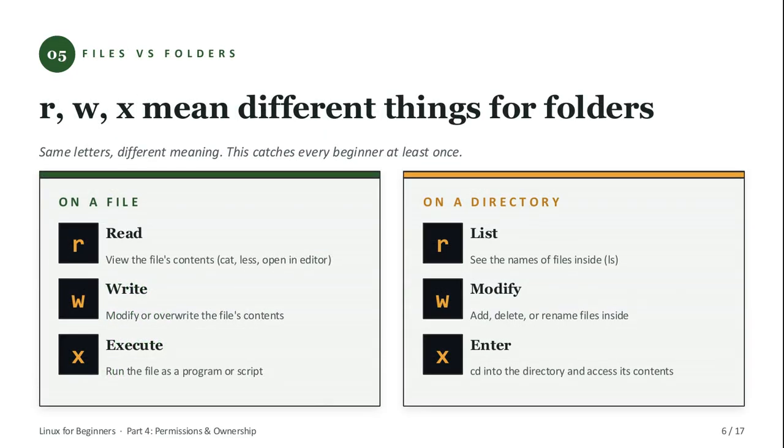Here's the twist that trips up almost everyone. Those same 3 letters, r, w, x, mean something different when they apply to a directory. On a file, they're about contents. Read it, change it, run it. On a folder, they're about the folder itself. r lets you list what's inside, w lets you add or remove entries, and x lets you actually step into it with cd. So a folder you can list but not enter? That's a real thing. And now you know why.